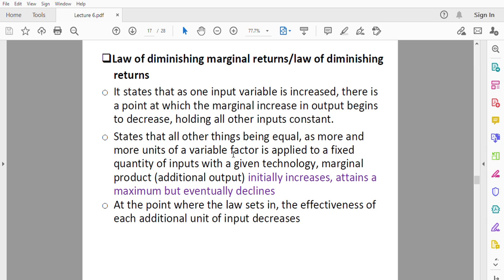So that is the law of diminishing marginal returns. This is how I can explain it.